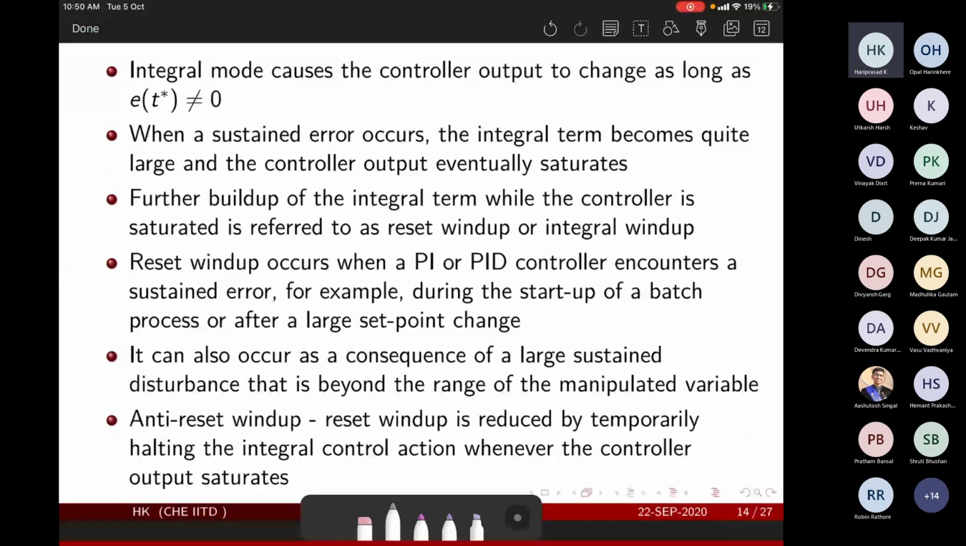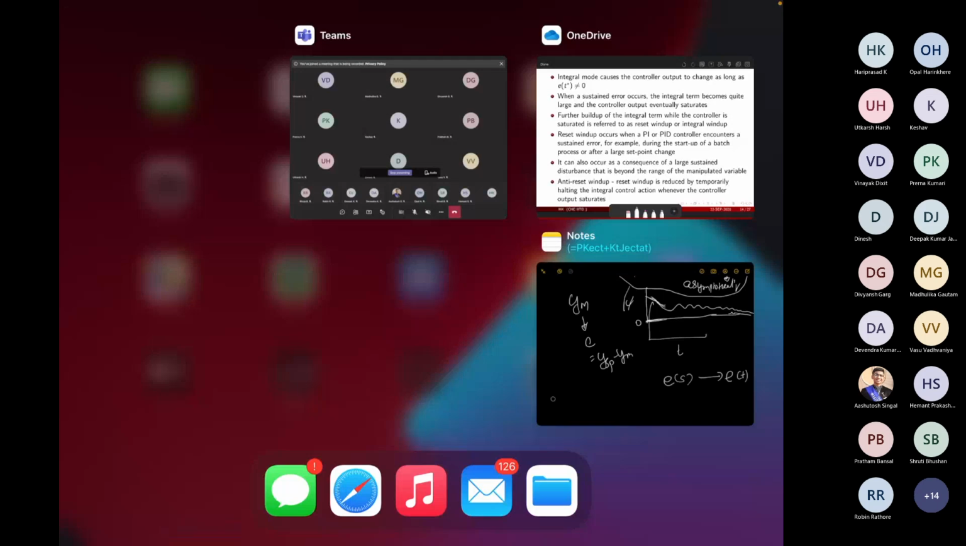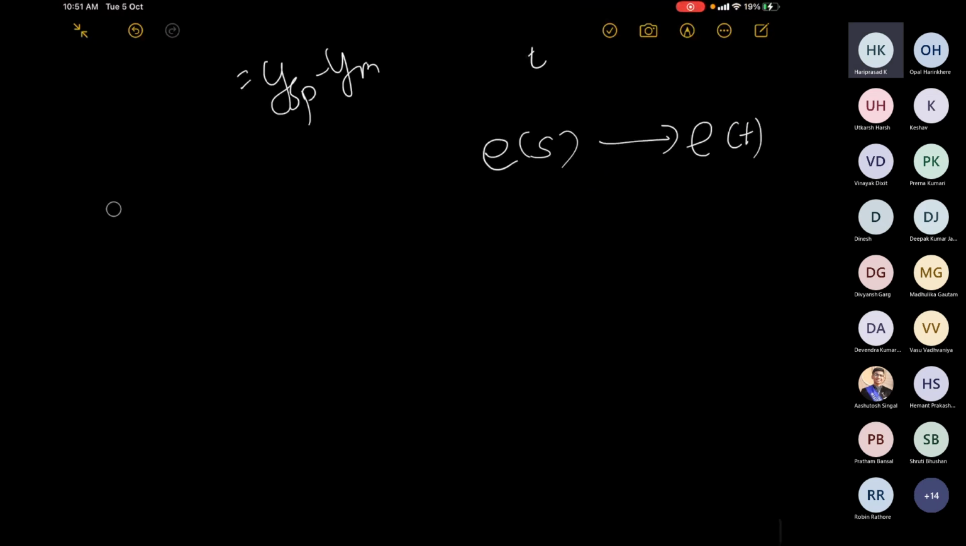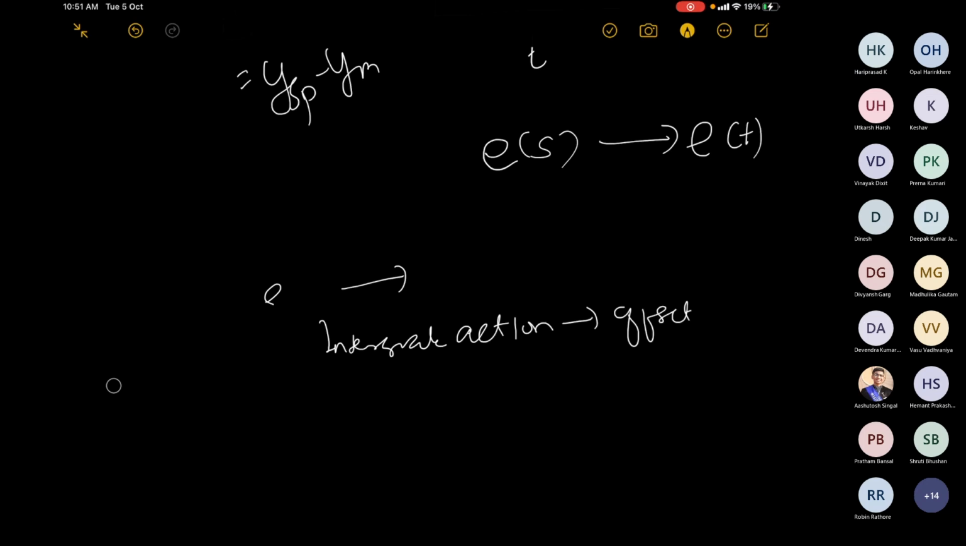So everything has pros and cons. Integral action would definitely eliminate offset.